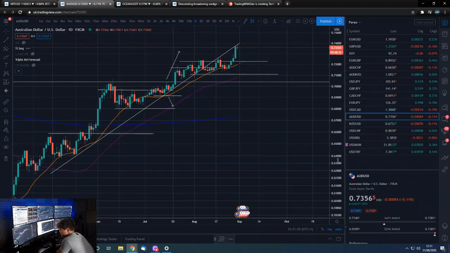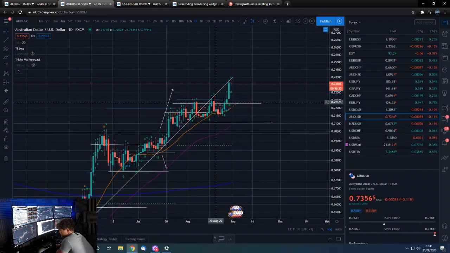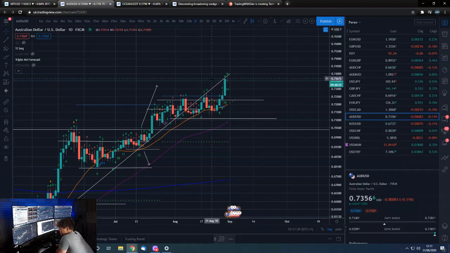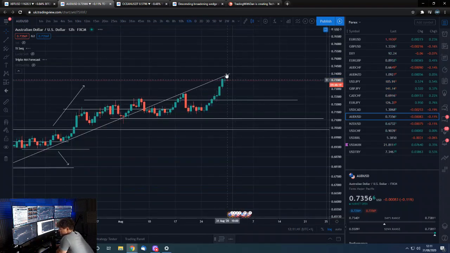Aussie dollar, US dollar, as you can see, broke above the horizontal, new highs, accelerated up, and we basically met our trend line. So interesting price action there. I would guess we're going to consolidate at this high. It does look bullish, and then push on upwards.